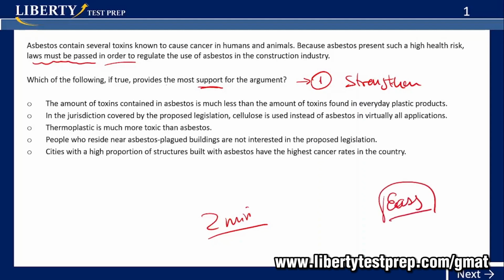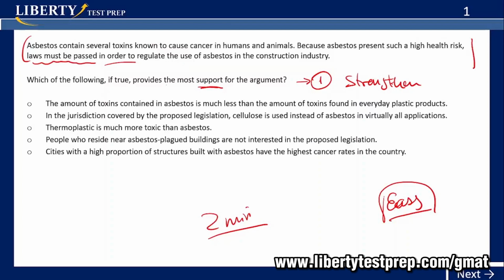How do you know this is an easy question? Because there's very little text. I mean, the story is very short, and basically you only get 2 sentences, and it's very direct. The conclusion is very obvious. Laws must be passed. Why? To regulate asbestos. Why? Because asbestos contains several toxins. Okay, very easy, very simple, very reduced type of argument.